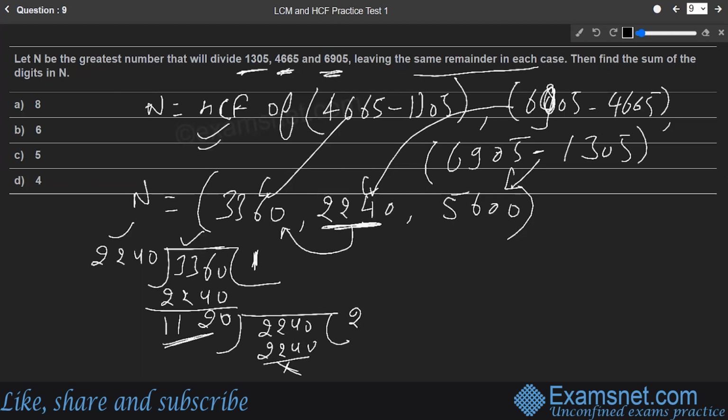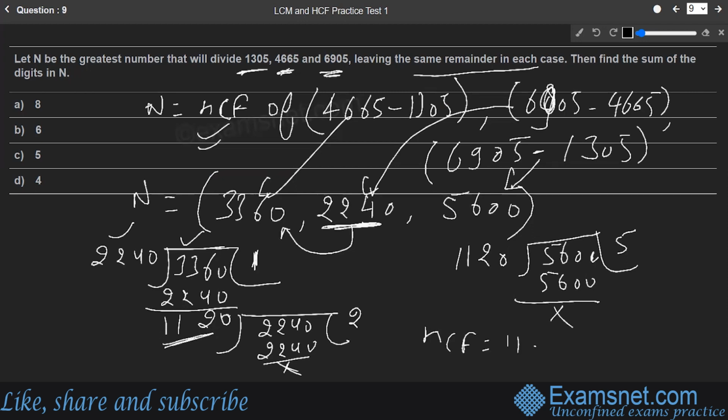This is one method. But we have got three numbers, so we have to take care of the third number as well. Till now, 1120 is dividing both 3360 and 2240, so it seems to be the HCF. Now let us check for the third number also. Can 1120 divide 5600 also? Let us try to divide and check. If we divide it like that, we can find out, yes, it is going five times. If we multiply 1120 by 5, it is completely divisible. So clearly 1120 is the HCF that we were looking for.